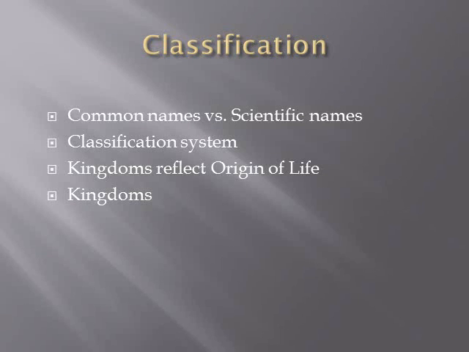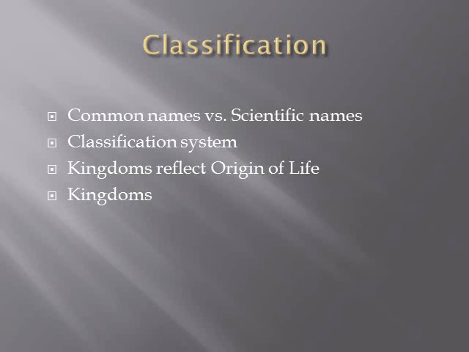So, some things to think about with classification. We have common names versus scientific names. Now I just gave the example of soybean. Soybean is a common name. If I were in Japan, that would be edamame. If I was in China, that would be dadou. And even other parts of China might call it something else.